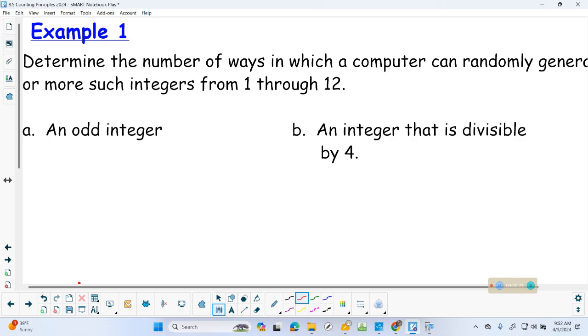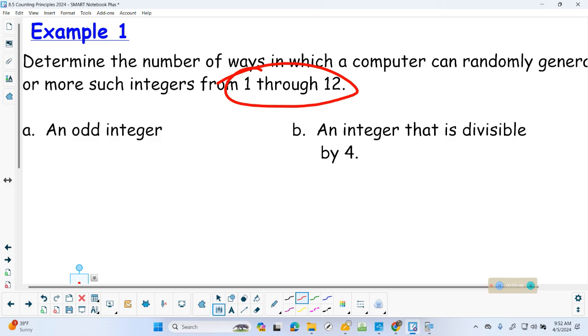Now, first thing we're going to talk about, integer. What is an integer? A number. A whole number. It could be positive or... It's an integer. Okay, it can't be negative because it's 1 through 12. But just the general definition of integer: it's a whole number, no fractions or decimals, positive or negative. Now, in this problem, we are 1 through 12.